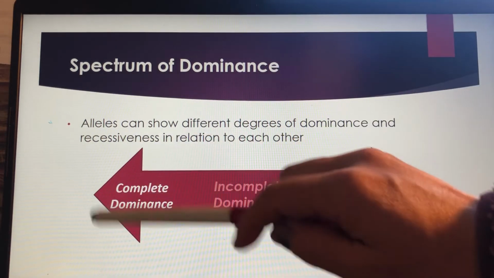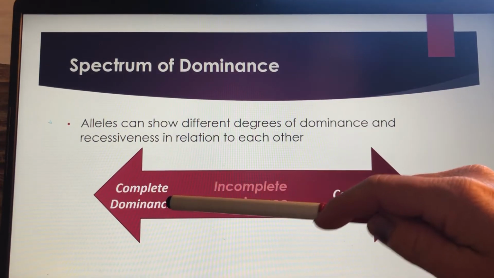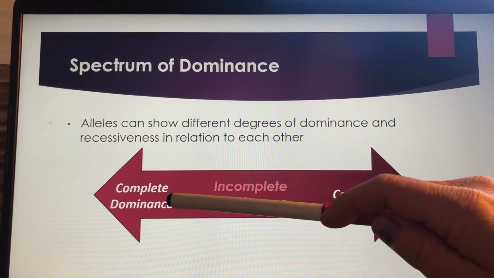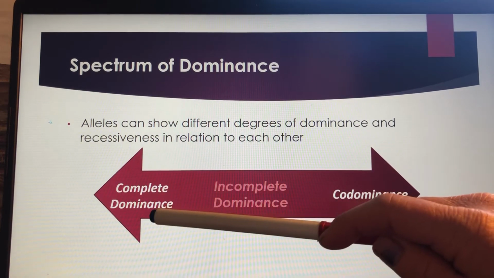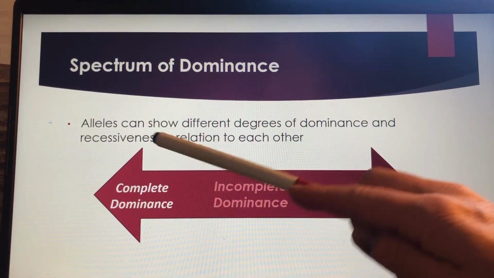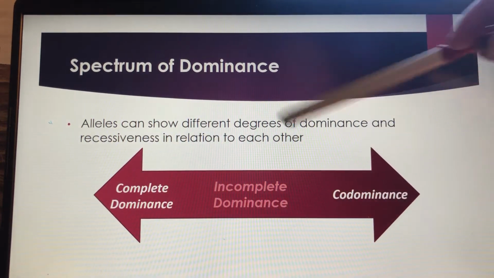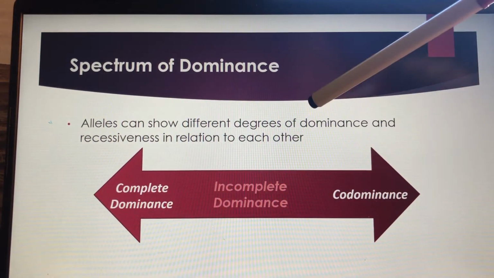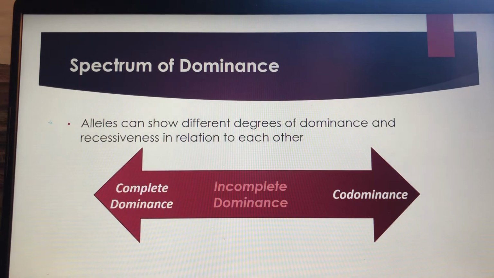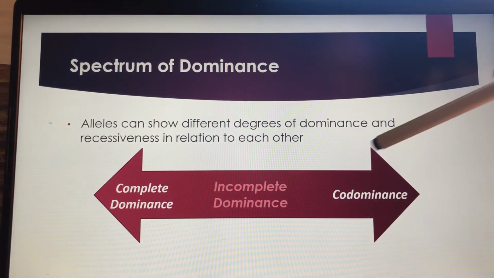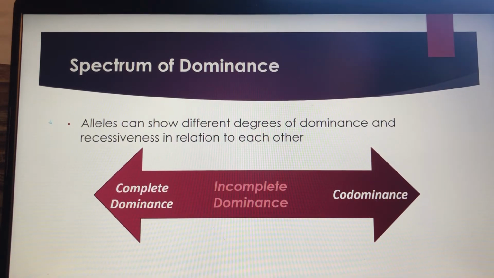Now, complete dominance is what you're used to: one allele, the dominant allele, masks the effects of the recessive allele. So that's on one end of this spectrum. In the middle, we have incomplete dominance, where they share. It's a blending effect. And on the other side, we have codominance, where both alleles get expressed. Now, the best way to learn this is to almost make it where you could give examples of each.